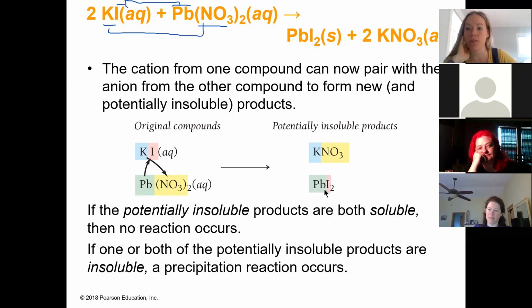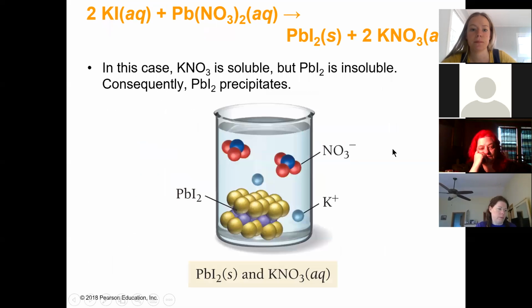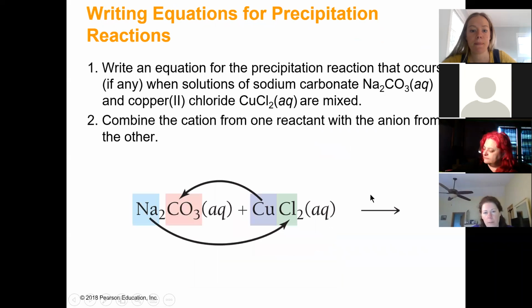Again, I wouldn't expect you to have those solubility charts memorized, right? Even when you're doing homework and stuff, you will just need to be able to reference it. So this ends up being our insoluble product. And so now we know that we have a precipitate reaction. So we mixed everything together, and the lead and the iodine have a really strong bond. They are forming a couple here. They're solid.